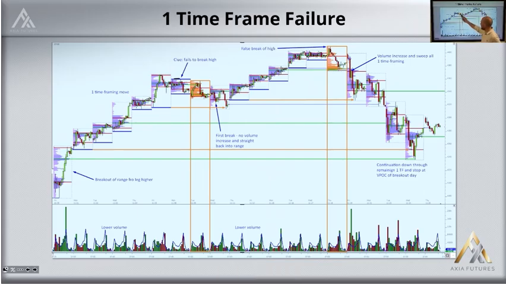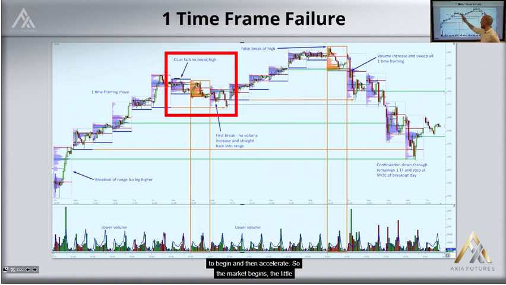And initially, as I said, if this is a one time framing break, it doesn't necessarily have to be fast straight off. So you're waiting for it to begin and then accelerate. So the market begins, the little drop, breaks the low, doesn't really accelerate, comes back into range and stalls. Okay, that's fine. The next day is really key then.